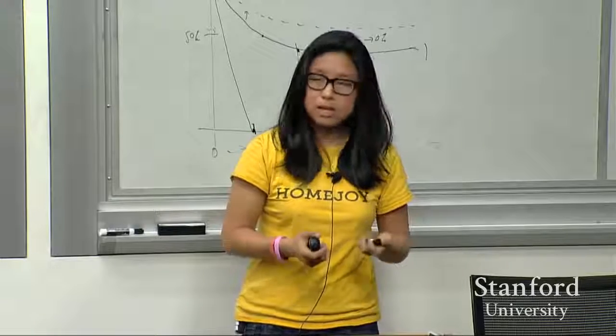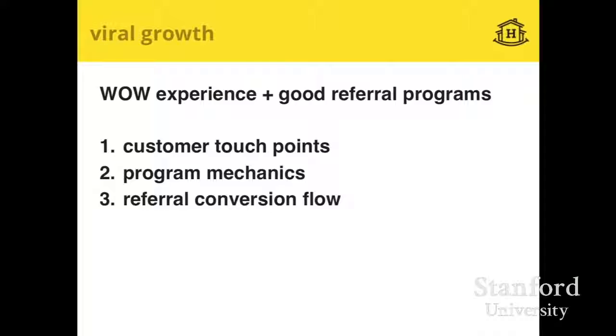Second is program mechanics. The most common thing I've seen is $10 for $10. That is, you get $10 if you invite your friend and they use it, and they get $10. You should try different types of mechanics and try to optimize for whatever works for you. It could be 25 for 25. It could be 10 for 0. It could be many of these things.